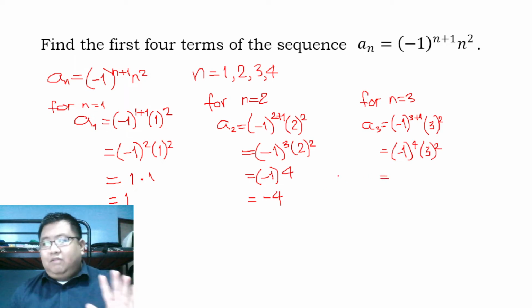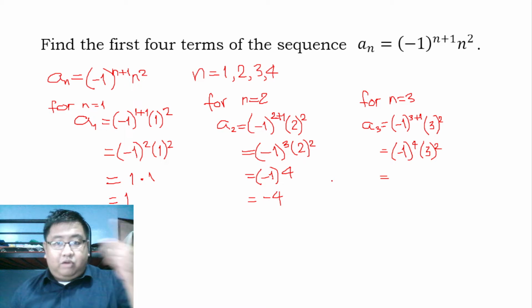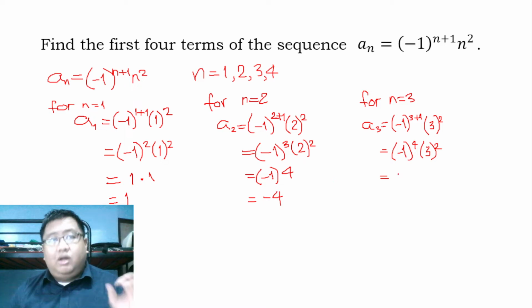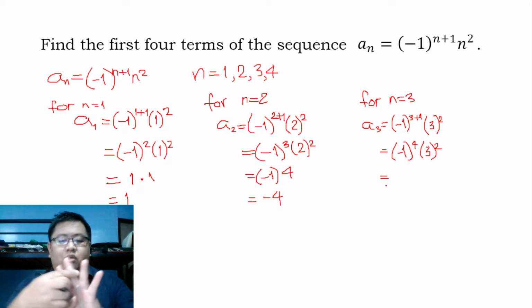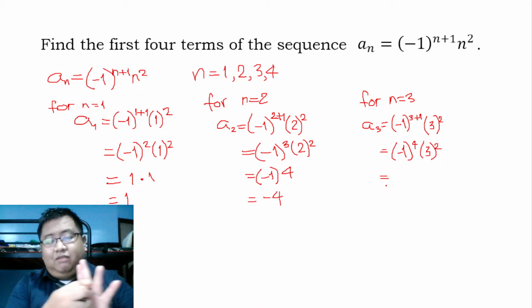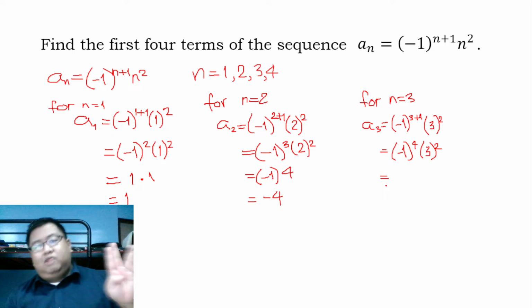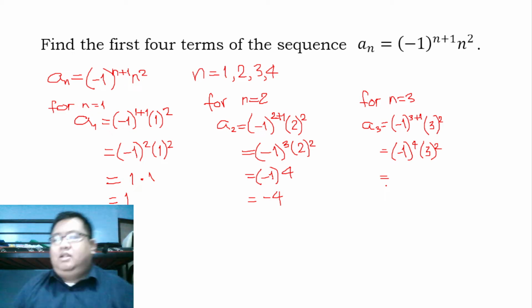The number of negative numbers is even. We have the exponent 4 there: negative 1 times negative 1 times negative 1 times negative 1. We know that negative 1 times negative 1 is 1. Negative 1 times negative 1 is 1. 1 times 1 would be 1.